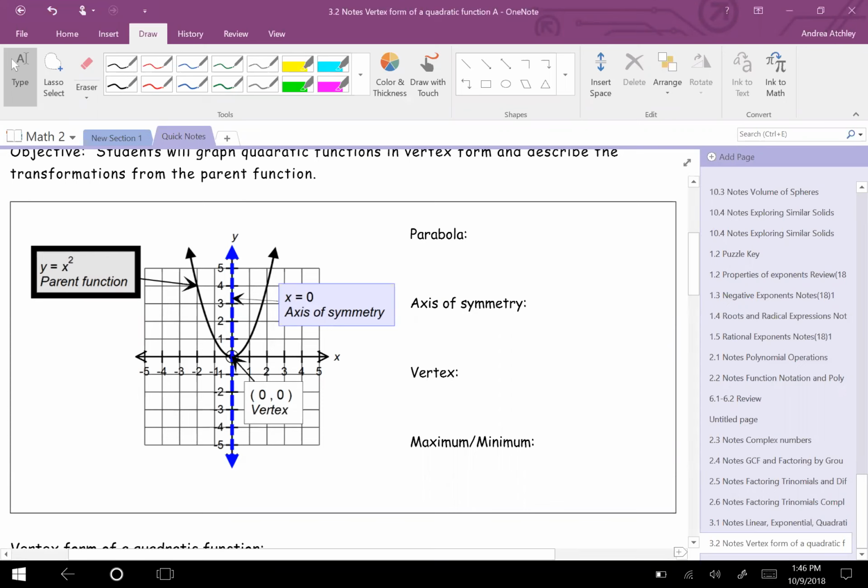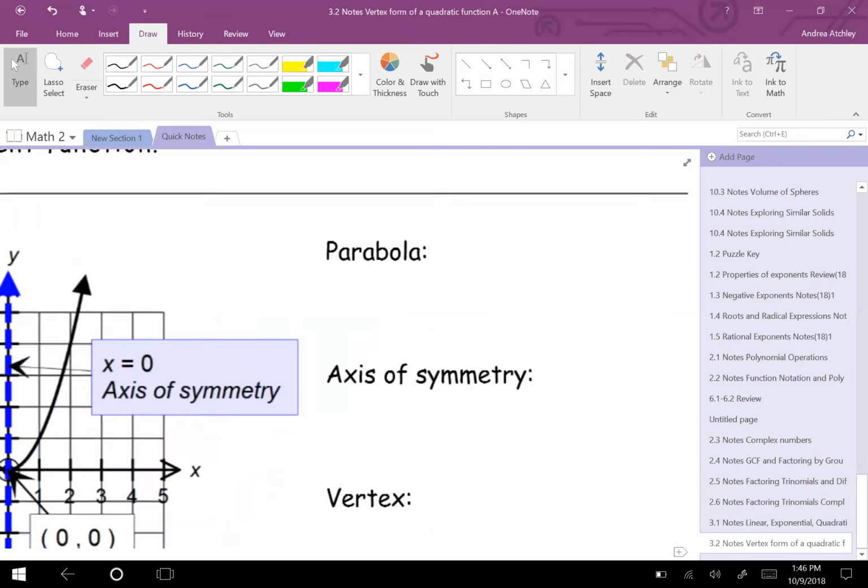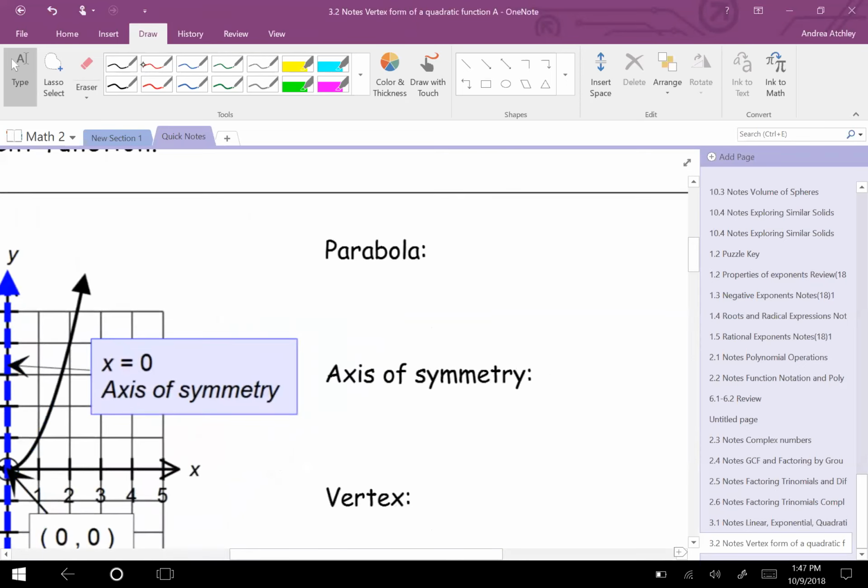Okay, so we're going to graph quadratics in vertex form. You probably did this last year in Math 1, so some of you will know what we're doing, and others will be seeing it for the first time. That's okay. So first thing is we need to know some of the parts of a quadratic function when we graph it. So it's a parabola. A parabola is the graph of a quadratic function.